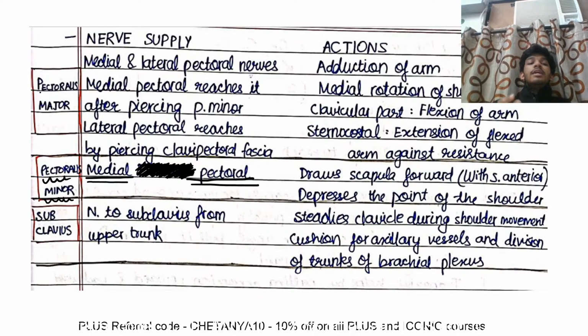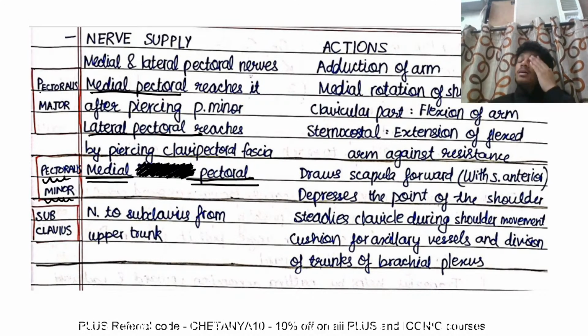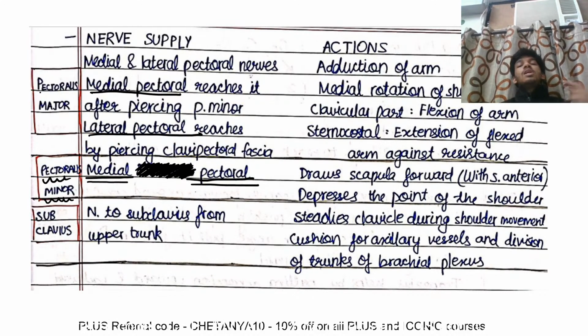The pectoralis major is pierced by the medial pectoral as well as the lateral pectoral nerve, right? So it is supplied by both. See, the P major is a bigger muscle, so it requires two nerves. The P minor is a smaller muscle, it requires only one nerve. P minor is supplied by medial pectoral and P major is supplied by both medial and lateral pectorals.